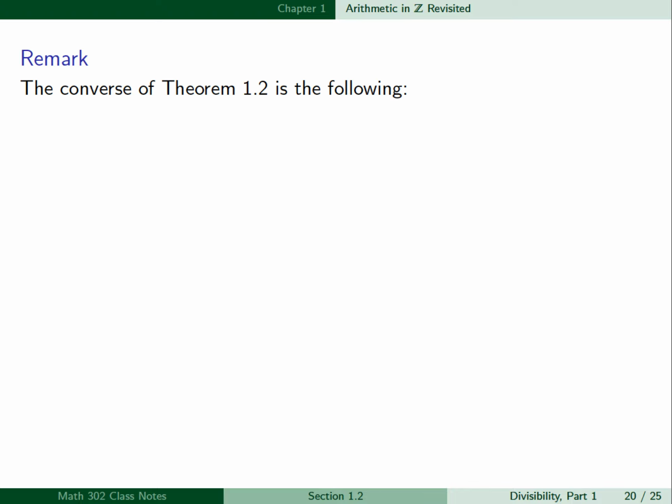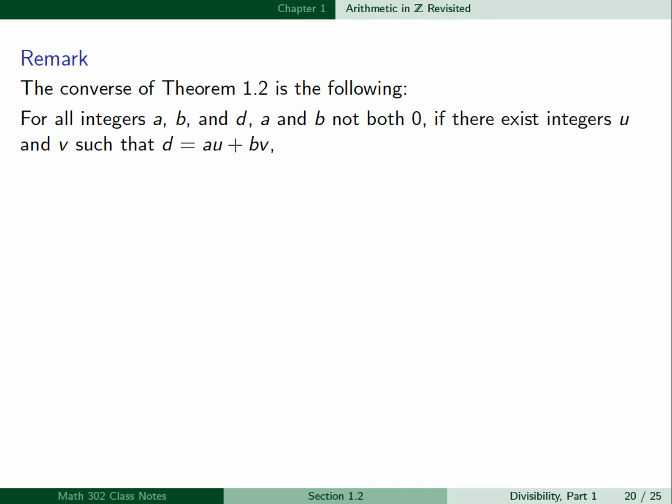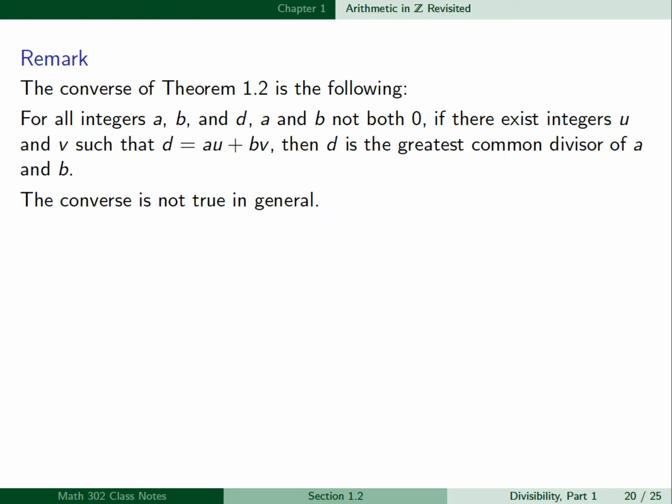Now the converse of Theorem 1.2 is the following. For all integers a, b, and d, a and b not both 0, if there exist integers u and v such that d = au + bv, then d is the greatest common divisor of a and b. Well, this converse turns out to be false in general.